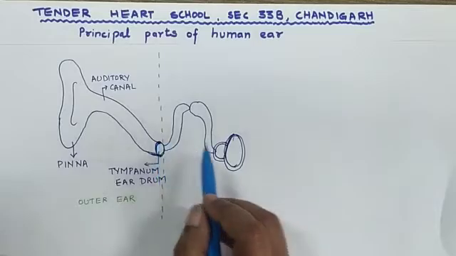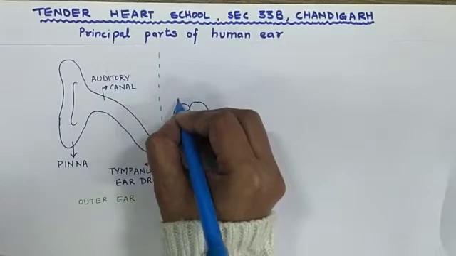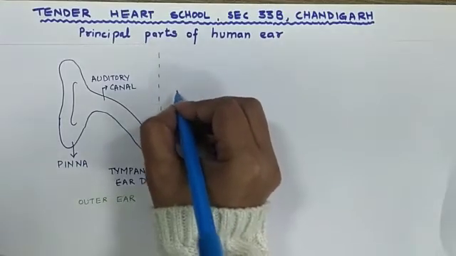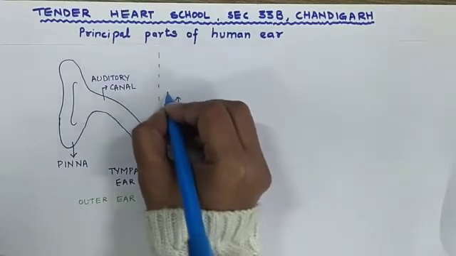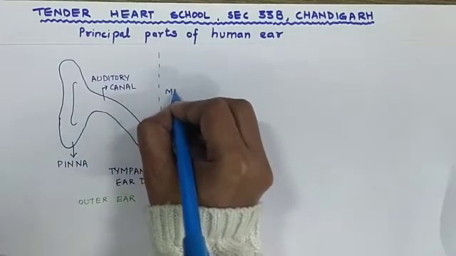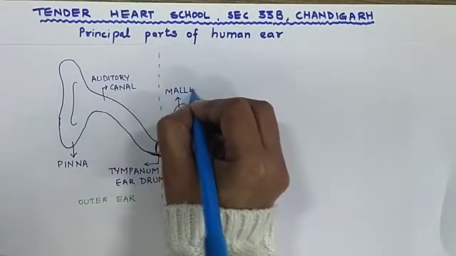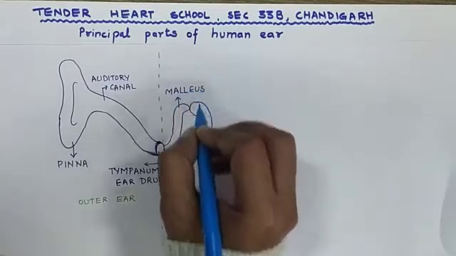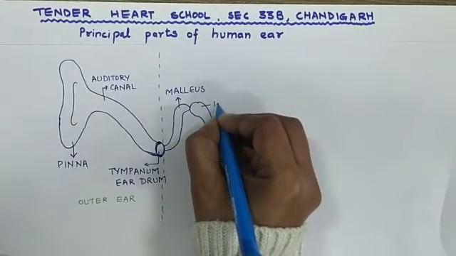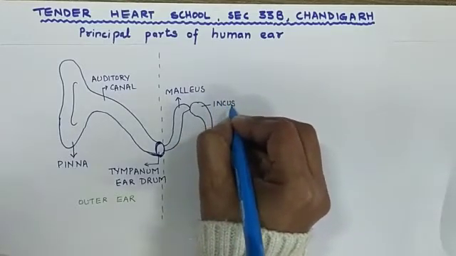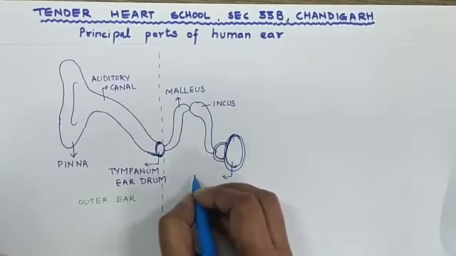Right. So these are the three tiny bones. Let us label them also. This one is the hammer, or what we call the malleus. So write it. Then let us label the second bone. This one is incus. And the third bone, this is the stapes.